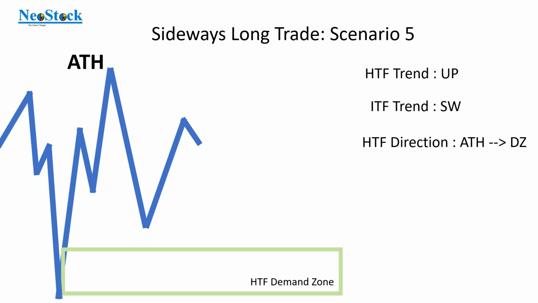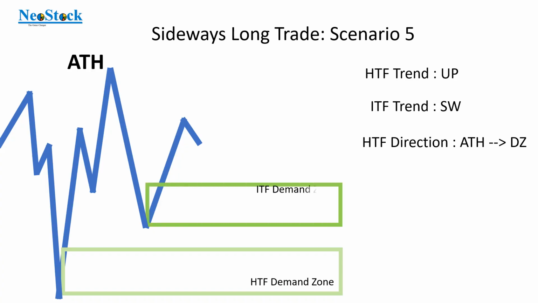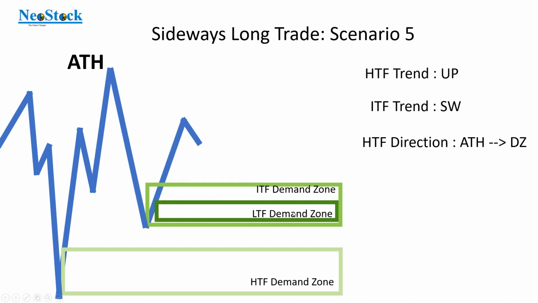As per the mandatory rule, we should have an ITF demand zone, and we should also have an LTF demand zone overlapping with the ITF demand zone. So it is overlapped. So, demand zone confluence, both LTF and ITF. In this scenario, when prices reach here, we can plan the trade. So can we go for a long trade when prices reach into the LTF demand zone? No. There is one more rule. That is location or curve.